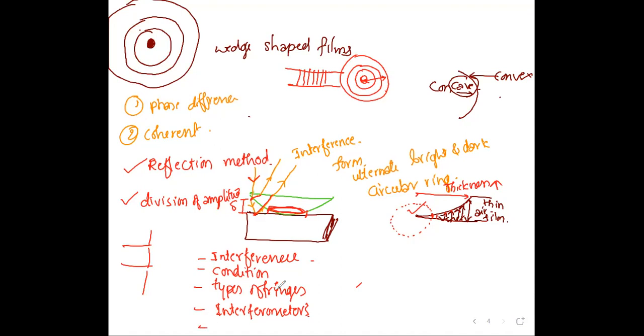Interferometers. Then we discussed the types of producing coherent sources, and why rings are circular in shape. We discussed all these steps.